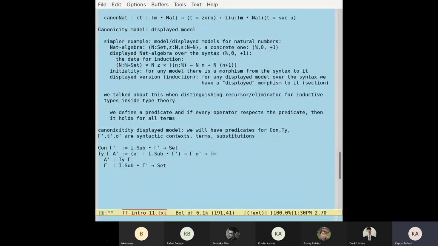oh yeah, sorry, no, sorry, what am I doing? Sorry, for types we want a predicate, so I should have explained it differently. I should have said that for types, A prime is a type in gamma prime, and we want a predicate on terms, but we only want to talk about closed terms. So we require that we have a closing substitution, and then we can talk about terms substituted by that closing substitution, so syntactic terms, and then we have a predicate over those.